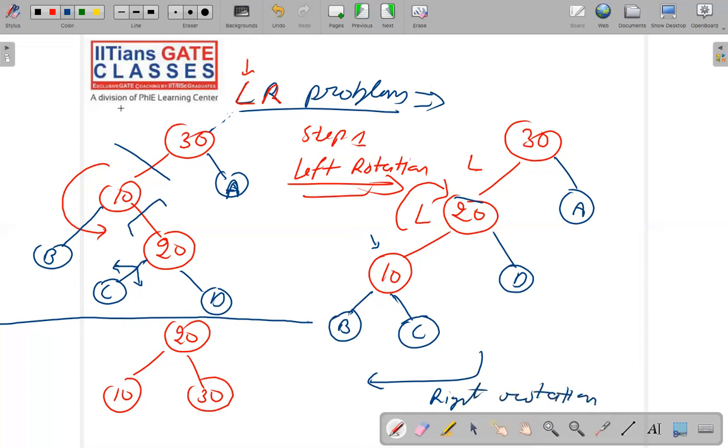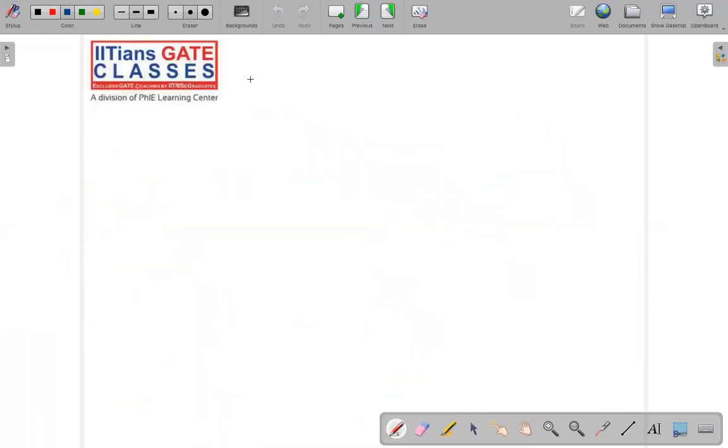Right rotation. Okay. So after right rotation, what will happen? The D will come here. A will remain here. B will remain here, and C will remain here. Similarly, let's solve the next problem, which is the RL problem.